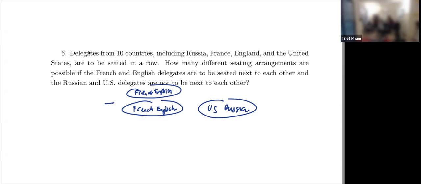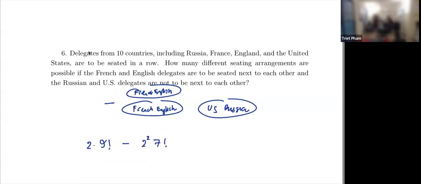Now, once you realize that, this is like the couple question problem. If you fuse French and English, then you have nine units left. So that's 9 factorial times 2, because French and English can be swapped. And then this will be 7 factorial times 2 squared. So that's the answer.